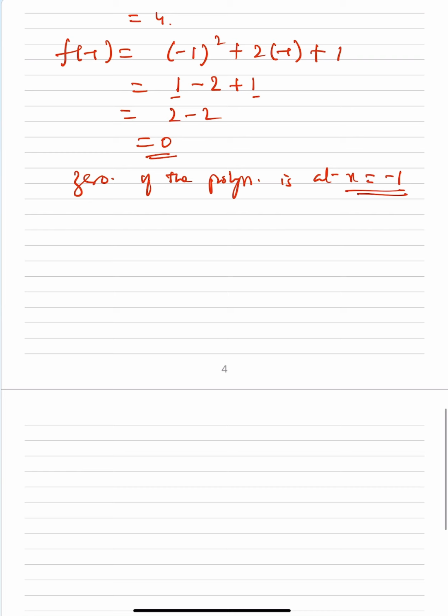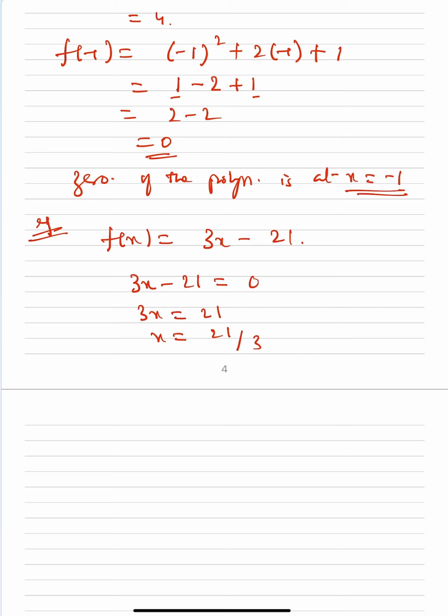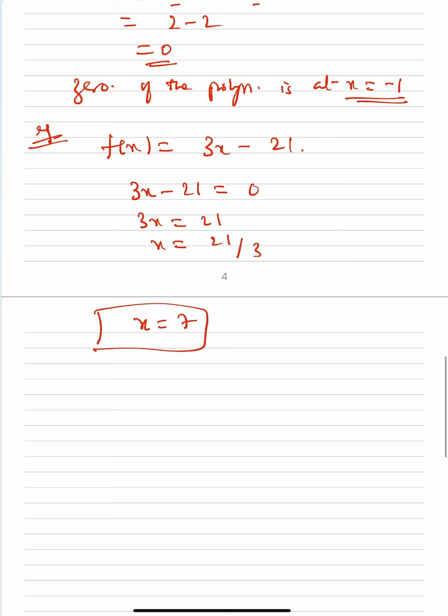Now a very simple example if I give you. F of x is equal to 3x minus 21. I can write this as 3x minus 21 is equal to 0. Okay, 3x is equal to 21. X is equal to 21 upon 3. So x is equal to 7. So I will say that when will I get this zero of the polynomial?